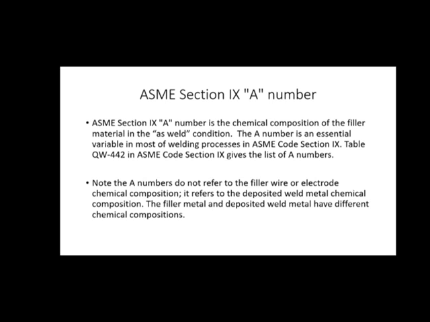So this is the chemical composition, not of the wire on the spool. It's the composition of the wire or the filler material in the welded condition once you put it into the joint. And once again, A numbers are for ferrous materials only. This does not work for titanium, nickel alloys, coppers, aluminums, or zirconiums. Ferrous materials only. Only ferrous materials have A numbers.